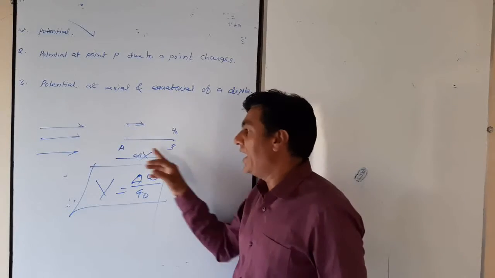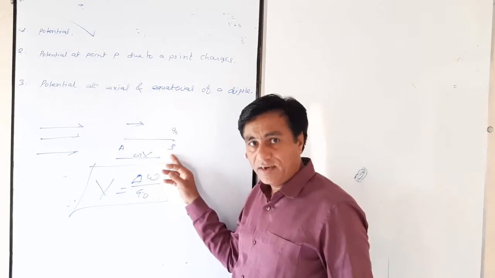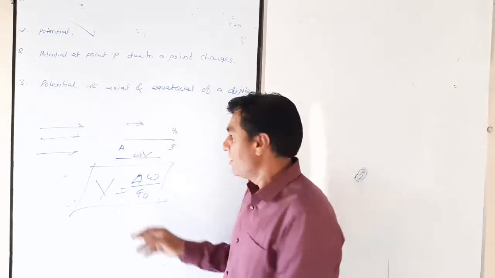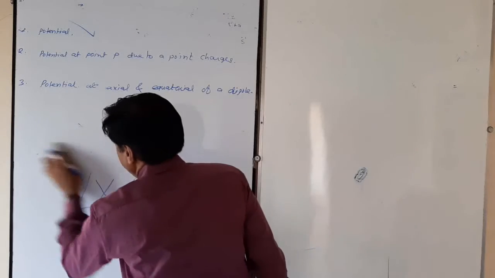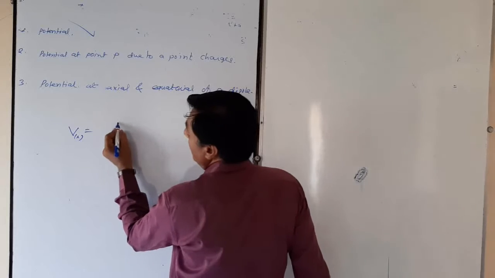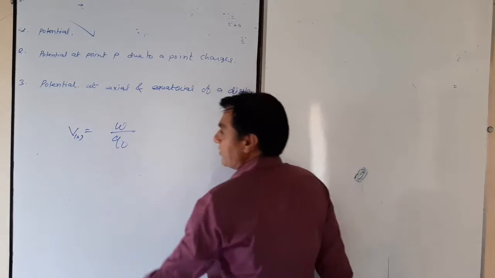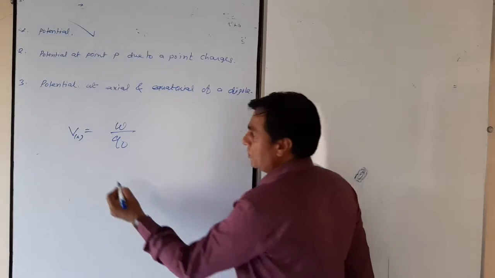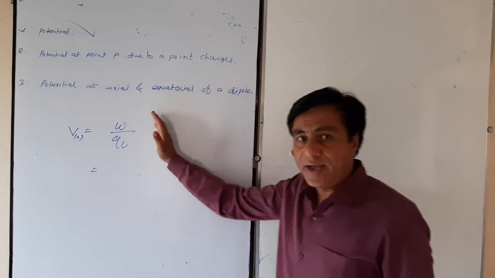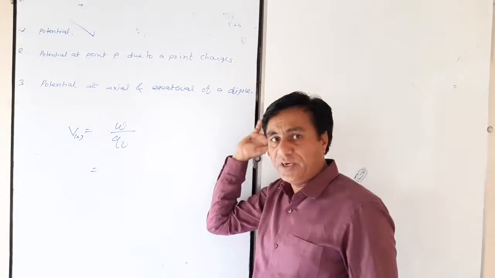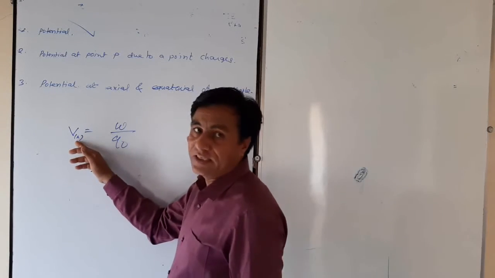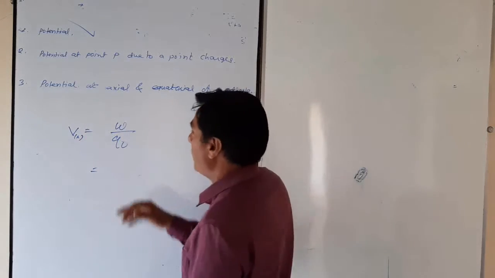Potential difference between A and B is nothing but the work done in bringing a unit positive charge from B to A. Clear? Potential at any point P is V, and it is the total work done W per unit coulomb, W by Q0. Clear? If work W is required in bringing Q0 charge from infinity to that point, work done per unit coulomb is W by Q0, and that is known as the potential of the electric field. V is equal to W by Q0.